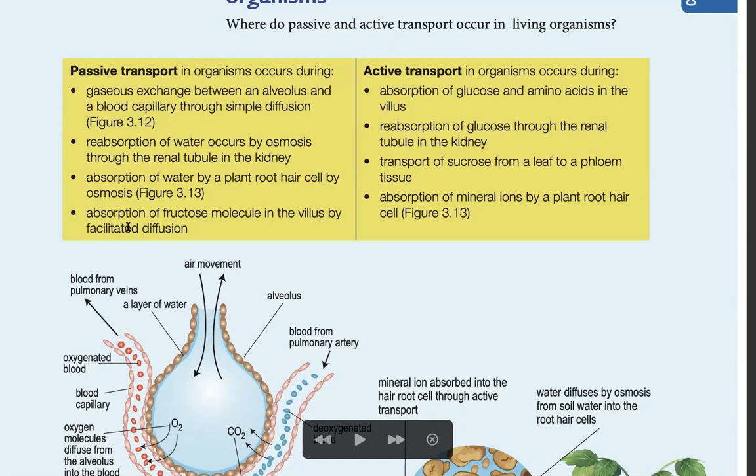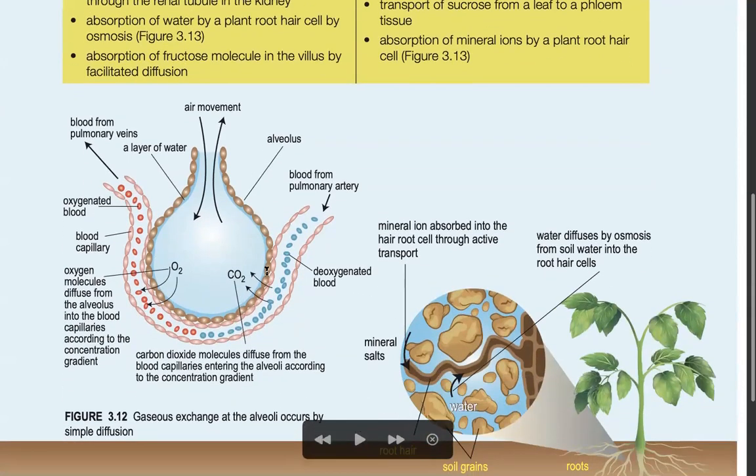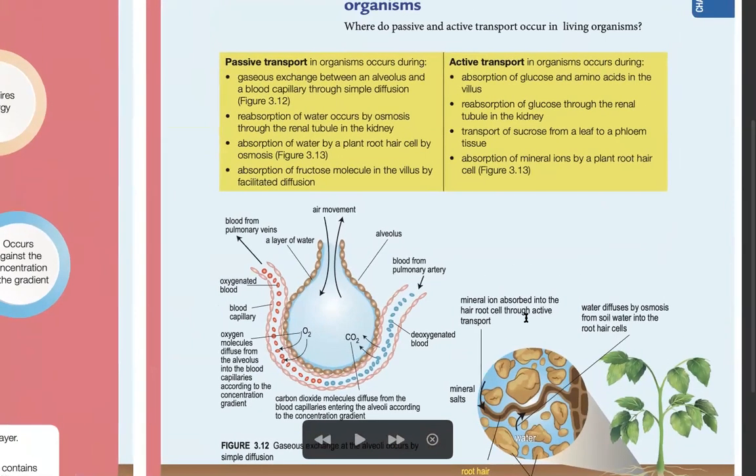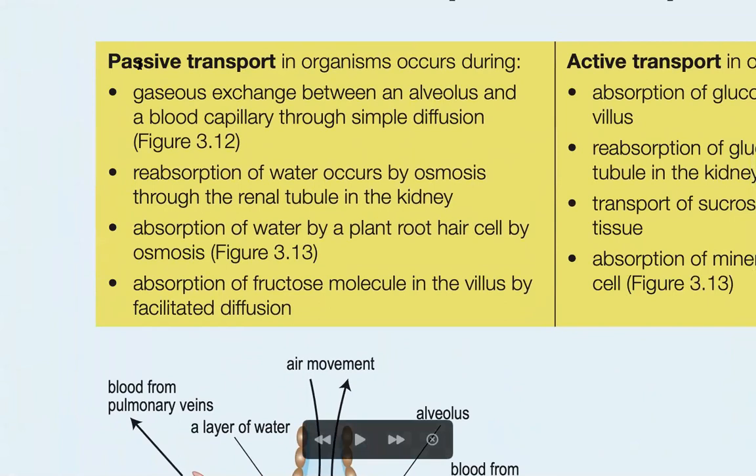For those who still remember, facilitated diffusion usually uses a channel protein, the one with the hole, where the substance can easily go in and go out. So here I would say passive transport. There is one more, take a look: the absorption of water by osmosis. The root will absorb water, the same as this, absorption of water by plant root hair cell, by osmosis. So if in the exam they ask you to name an example of passive transport, this could be your possible answer.